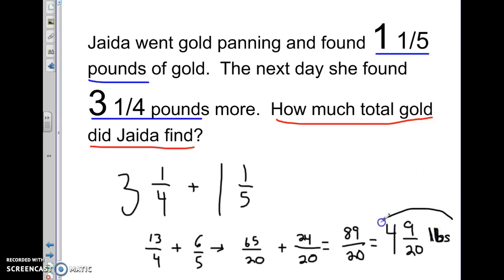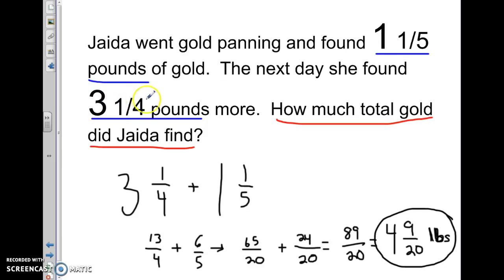Now, I'm going to check for reasonableness to make sure that this makes sense. So the first day she found 1 1/5. The second day she found 3 1/4. So the first day she found 1 pound and a little bit. The next day she found 3 pounds and a little bit. So I know it's going to be at the very least 4 pounds, right? Because I got 3 pounds and 1 pound.